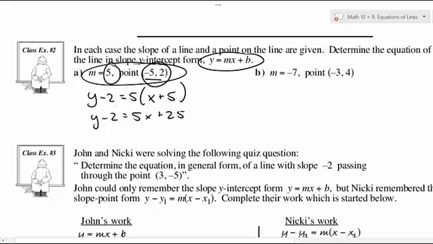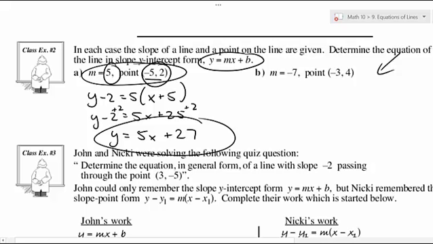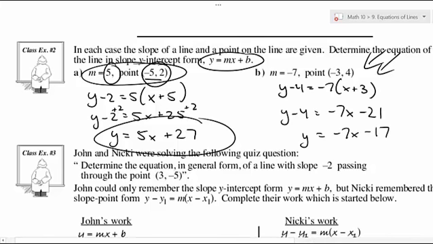Then I need to add 2 to both sides. I'm just using my algebra. And now I'm left with y = 5x + 27. So y = mx + b form. Why don't you try letter B? Go for it.